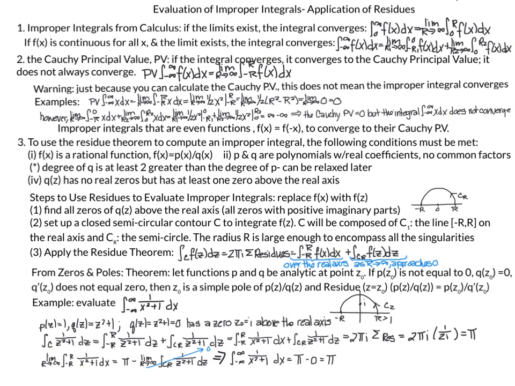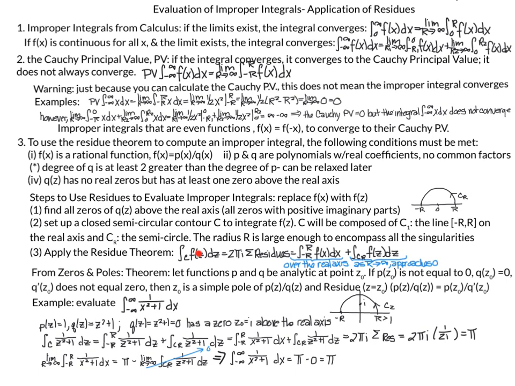The next topic we covered was using the residue theorem to compute an improper integral. And the first thing we had were these conditions that had to be met. We had to have our function be able to be written as a rational function p of x over q of x. And p and q had to have real coefficients and no common factors. The degree of q had to be at least 2 greater than the degree of p, and q of z could have no real zeros, but have at least 1 zero above the real axis.